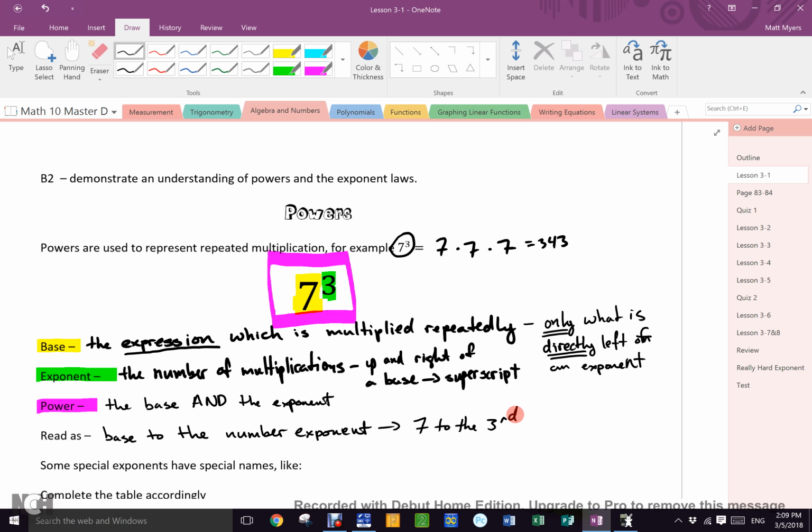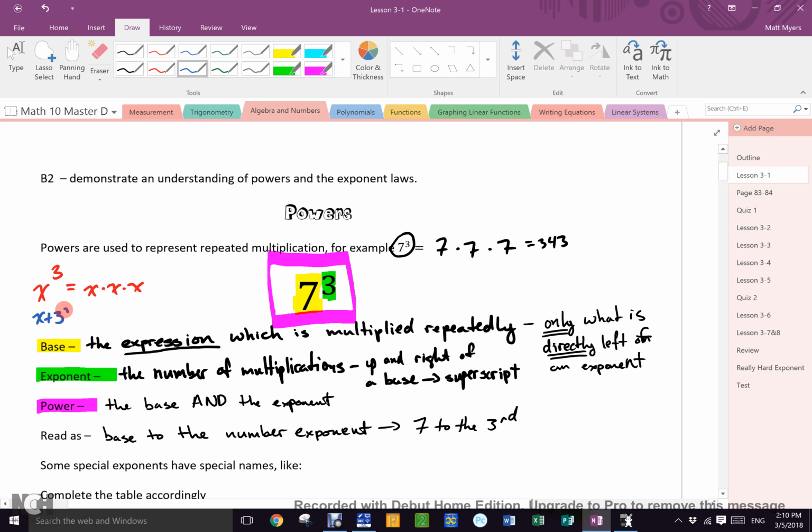Now, take all this knowledge that you already know, and let's apply it to a couple of new situations. First one we're going to do is this. What's the base? X. What does that mean? X times X times X. What's the exponent? 3. Good. Seems easy, right?